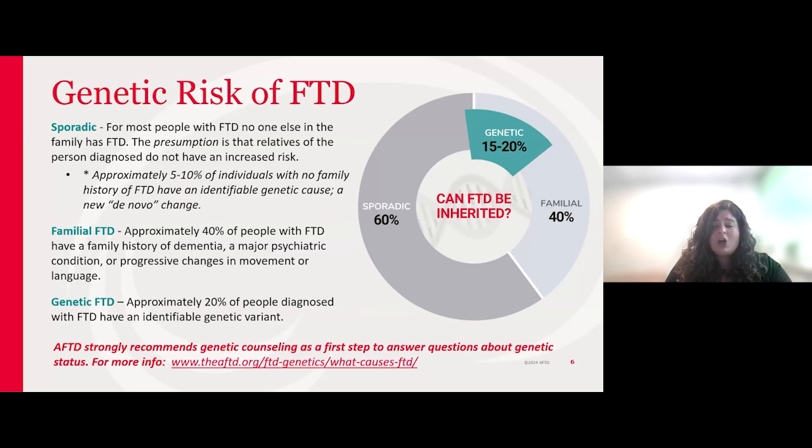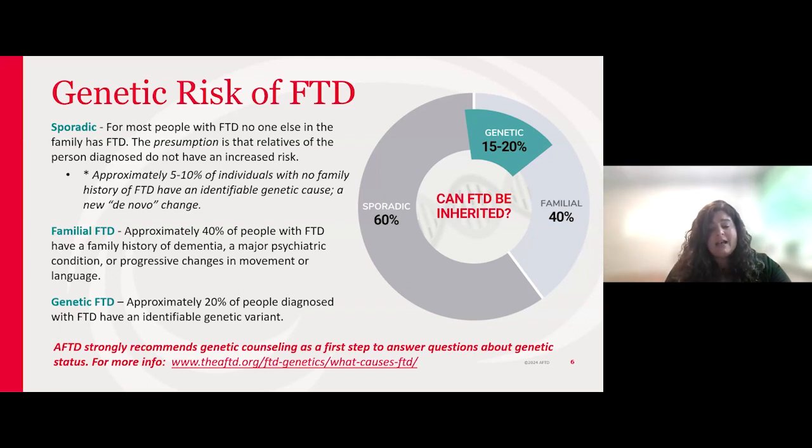In addition, the causes of FTD are split into 3 categories. The majority of FTD appears to be sporadic. These are families with only one person diagnosed. No one else in the family has FTD or a related condition. The presumption is that relatives are not at risk. In these cases, scientists are still working to understand what is causing the disease. We don't know why it's happening.